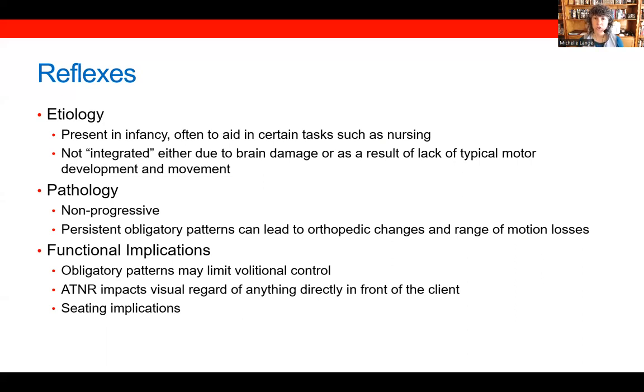So in terms of function, we might see limited volitional control because of these obligatory patterns. ATNR, that fencing position, can really impact someone's visual regard for what's in front of them if their head is often turning to the side along with their eyes. And there's certainly seating implications.